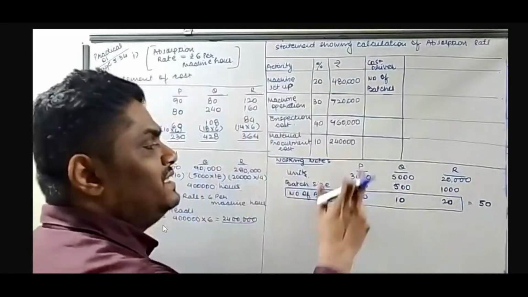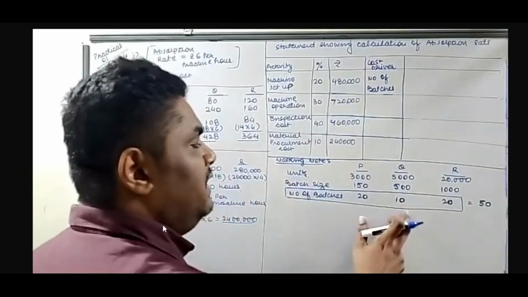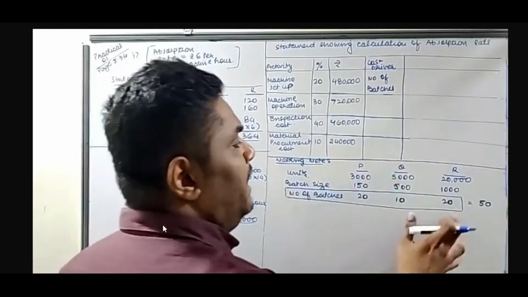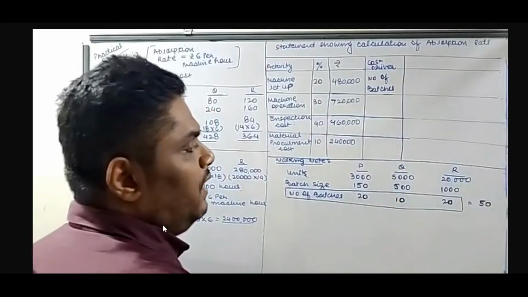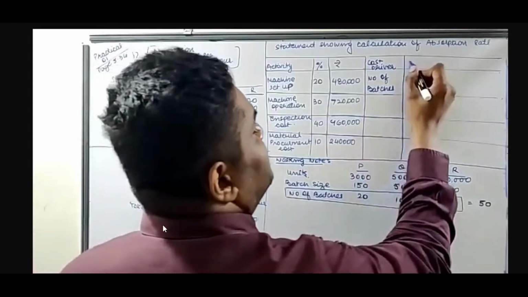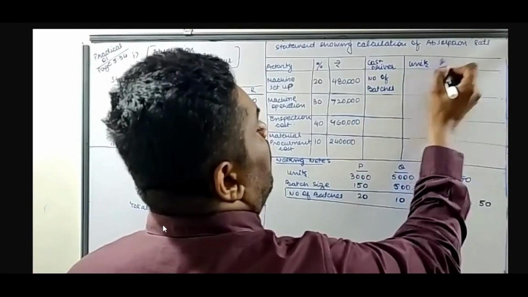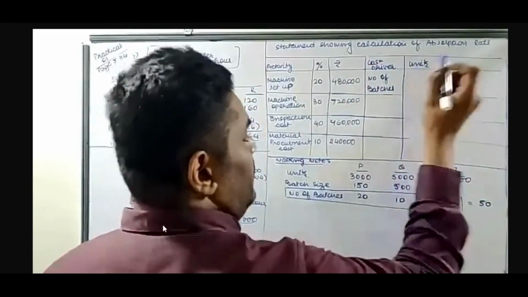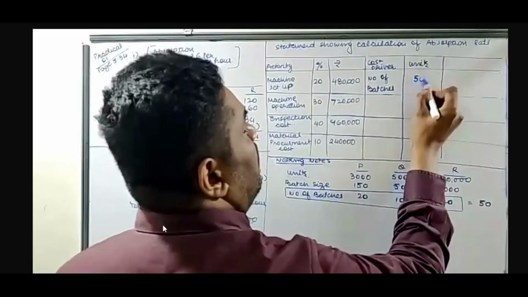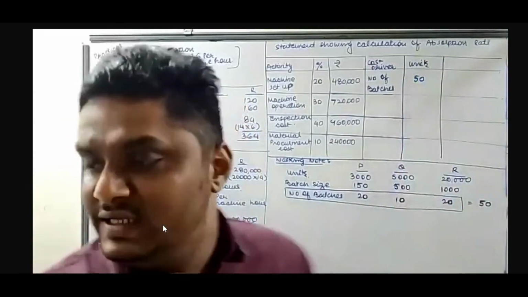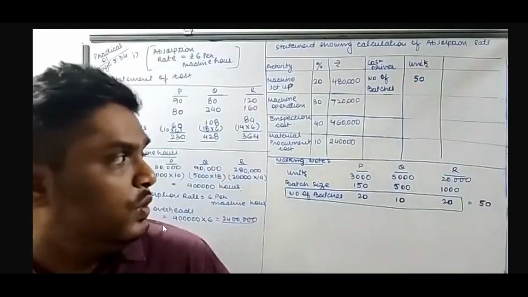That is 20 batches we require for product P, 10 batches for product Q, and 20 batches for product R. So the total number of batches will be 50. The first part is over. If you have any doubts, please post your query.